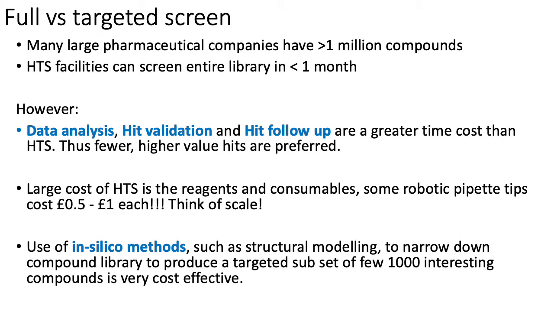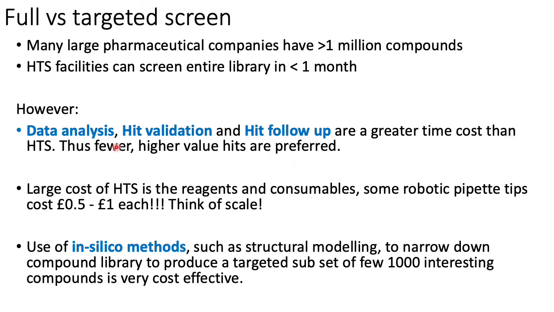So full versus target screen. Many large pharmaceutical companies have around 1 million compounds, and high-throughput facilities can actually screen an entire library in less than a month. In fact, now they can screen these compounds in 2 or 3 days. However, data analysis. So you need to do data analysis, you need to look at hit validation, and then you also have to follow up the hits. Okay, and this takes a greater time, which then costs the high throughput screening.